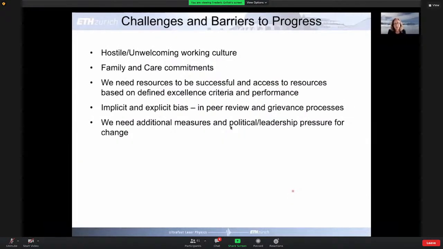So let me explain why I'm saying this. There are many challenges and barriers for progress, and these are the topics I would like to discuss with concrete examples. Let me start with the first one: hostile, unwelcoming working culture.